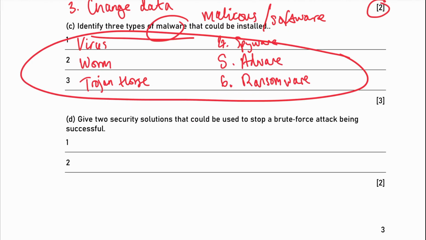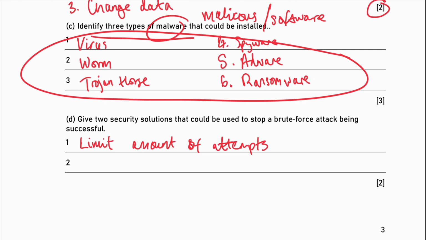Give 2 solutions that could be used to stop a brute force attack being successful. Well, I think the obvious one is to limit the amount of attempts for a password. You know that on most accounts these days, if you type your password incorrectly a number of times, you will be told that your password is locked or that you only have a certain amount of attempts left, which would easily stop a brute force attack, as it's very unlikely that someone could guess your password in a small number of attempts. So we can put a limit in place.